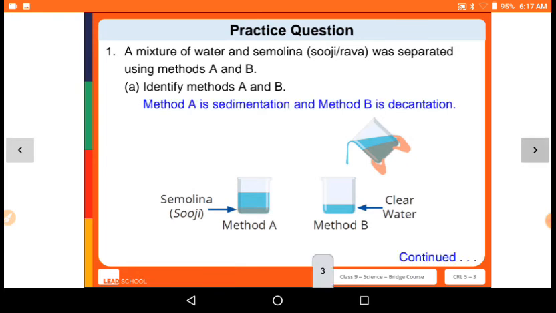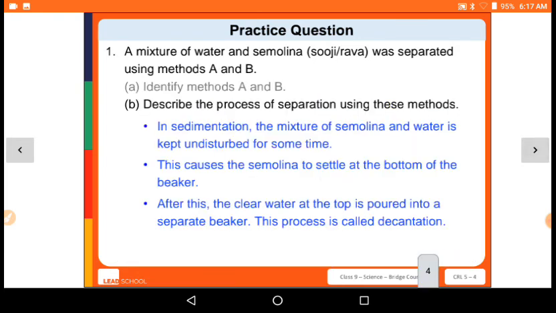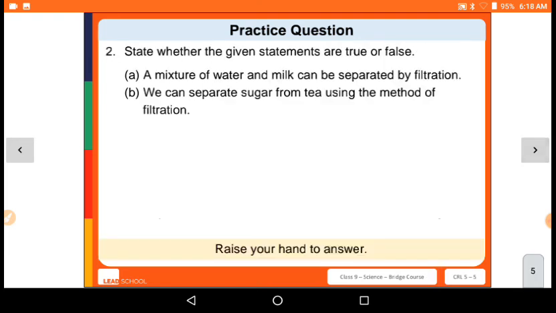Method A is sedimentation and method B is decantation. Now, describe the process using this method. So in sedimentation, the mixture of water and suji will be kept undisturbed for some time, and this will cause the suji to settle down at the bottom of the beaker. After that we will take the clear water and pour it into another beaker. This process is called decantation.